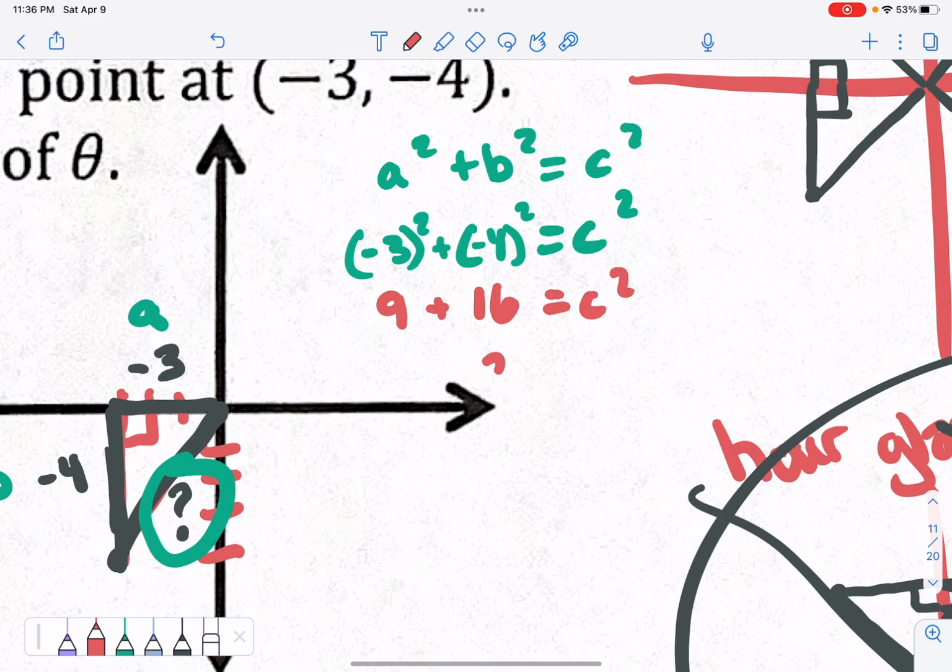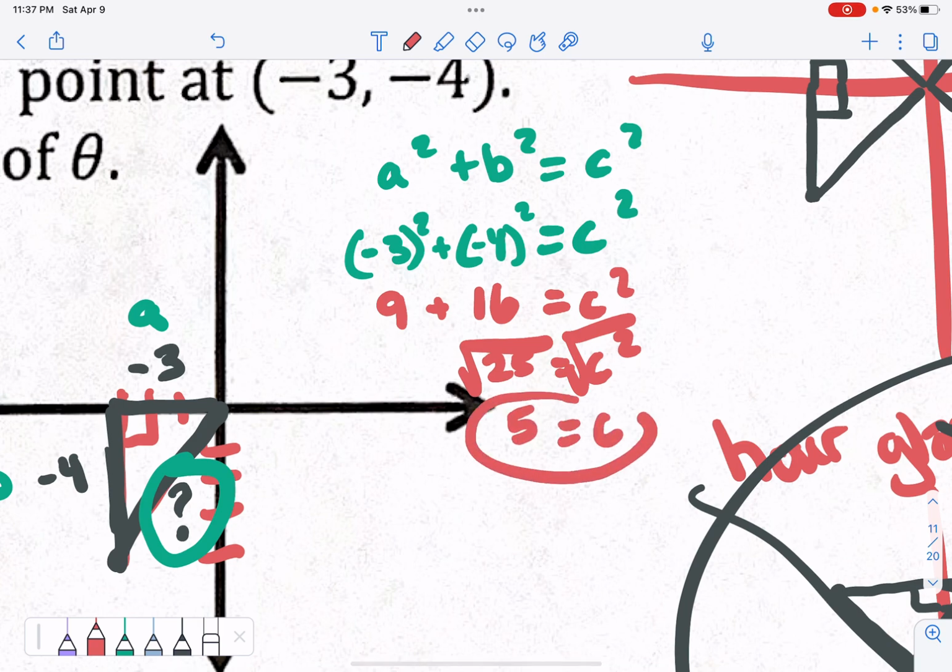And 9 and 16 make 25, and when I would take the square root to find c, I find that that is just a positive 5. So 5 is this guy right here, okay?